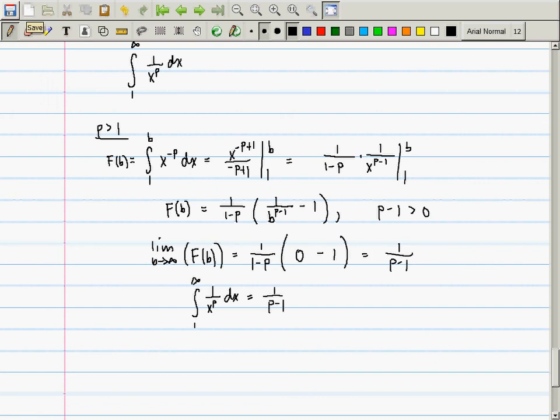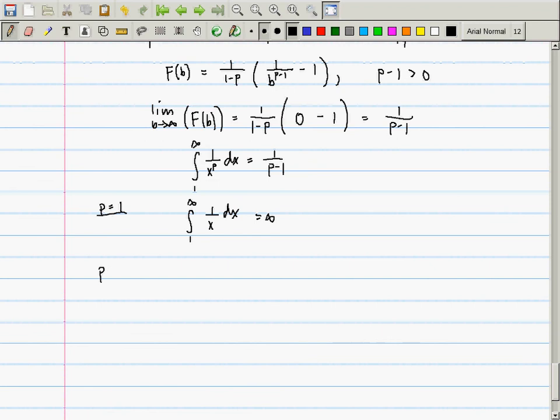Now p equal to 1, we already did that example. That's the case of the integral from 1 to b of 1 over x dx, and then you get the log function, and then what do you determine? The integral from 1 to infinity of 1 over x to the 1 dx, well, that's infinite. Finally, if p is some number less than 1, then we can define f of b as the integral from 1 to b of x to the negative p dx, and it is still equal to this expression.